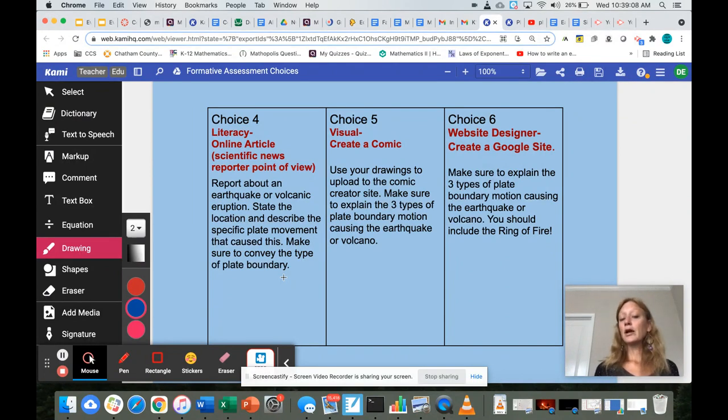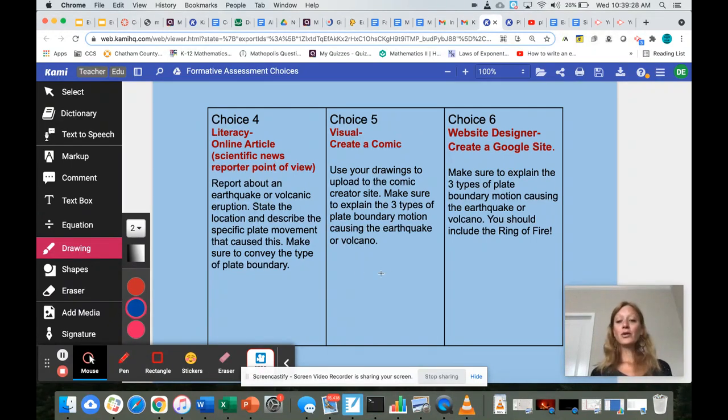You could create a comic strip if you're feeling more like in the mood of drawing, maybe some funny captions that go with it. So you could explain the 3 types of plate boundary motions causing earthquakes and volcanoes. Again, you want to put the stresses in it because that's part of our vocabulary.